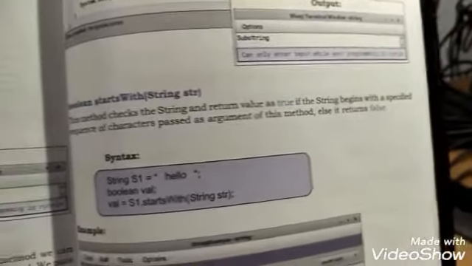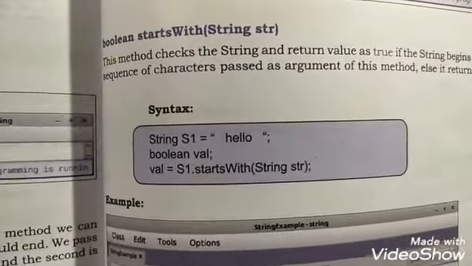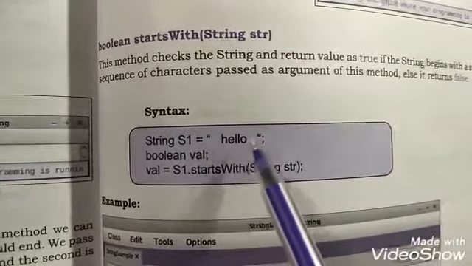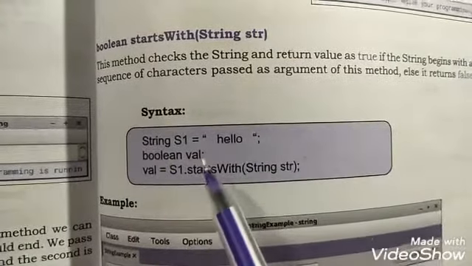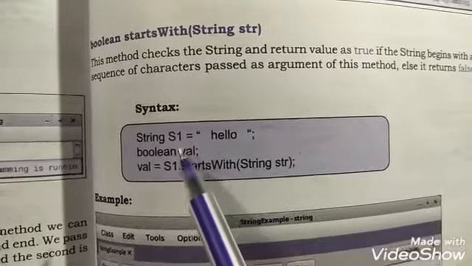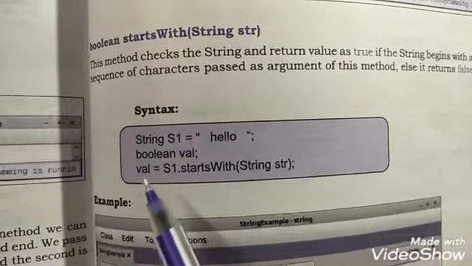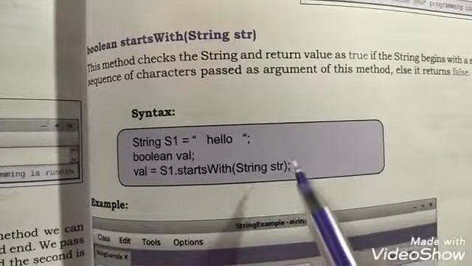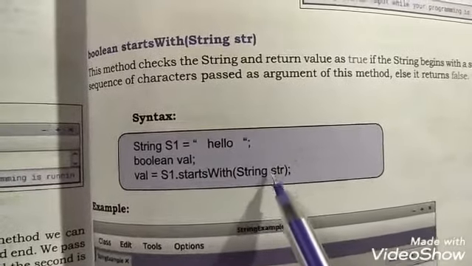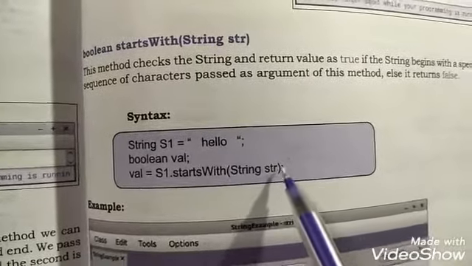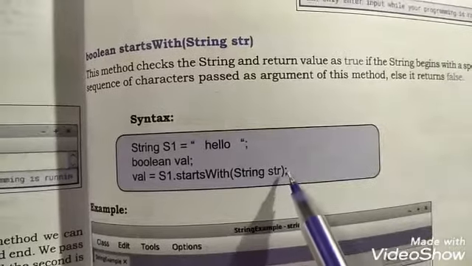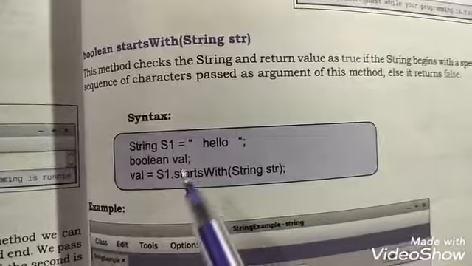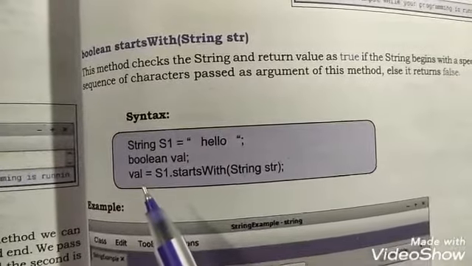Let us discuss with an example. Here you can see the example: String s1 equal to hello, and boolean val, you are declaring a boolean variable to store either true or false. val equal to s1.startsWith(str). So what are you going to pass here? str. Suppose you are going to pass a string called hello world. Then hello world starts with hello. So val will store true.